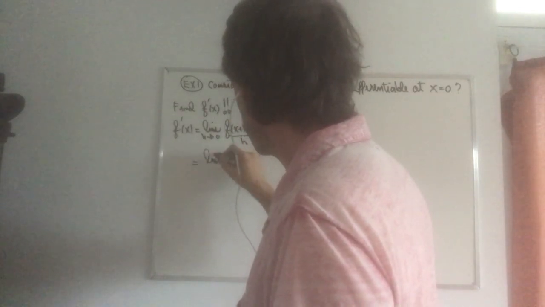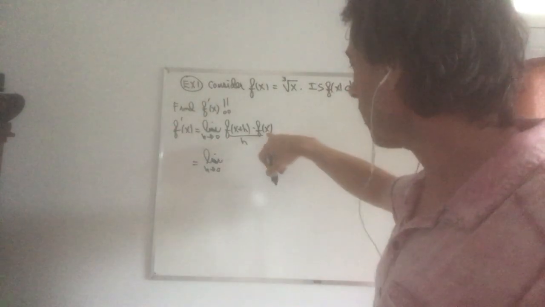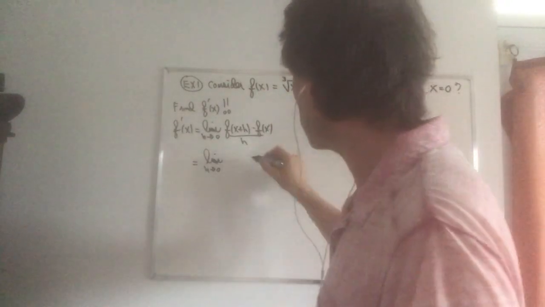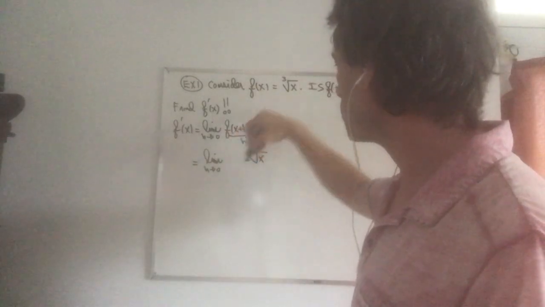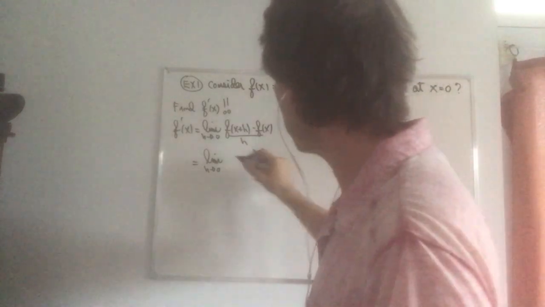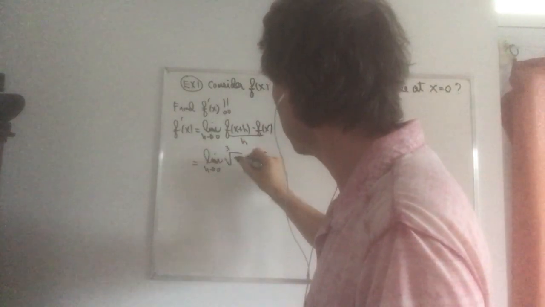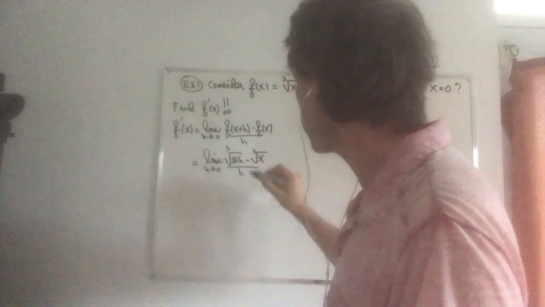So that's the limit as h goes to 0 of, let's start with the easy part, f of x. F of x is the cube root of x. And then f of x plus h, well, that's also pretty easy. All we have to do is replace x with x plus h. Make sure it's inside the root, all over h.